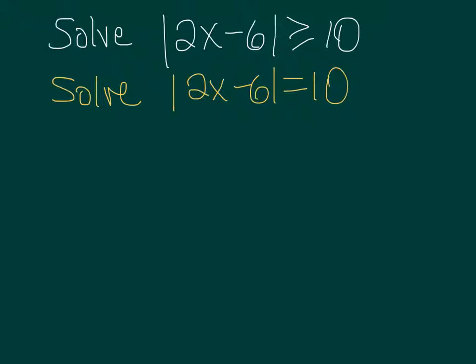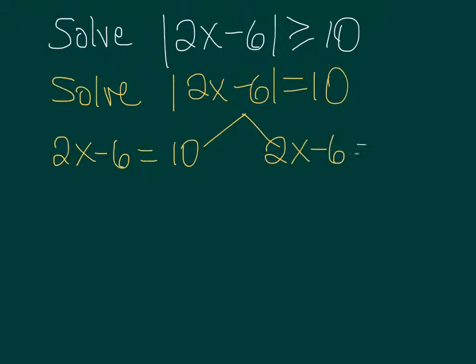And in order to solve this, which is simpler than solving the inequality, we have two possibilities. Either the thing inside the absolute value bars, the 2x minus 6, is actually equal to 10, because the absolute value of 10 is equal to 10, or maybe the thing inside the absolute value bars, the 2x minus 6, is equal to negative 10. That would also make that equation true because the absolute value of negative 10 is also equal to 10. So let's solve each one of these equations separately.